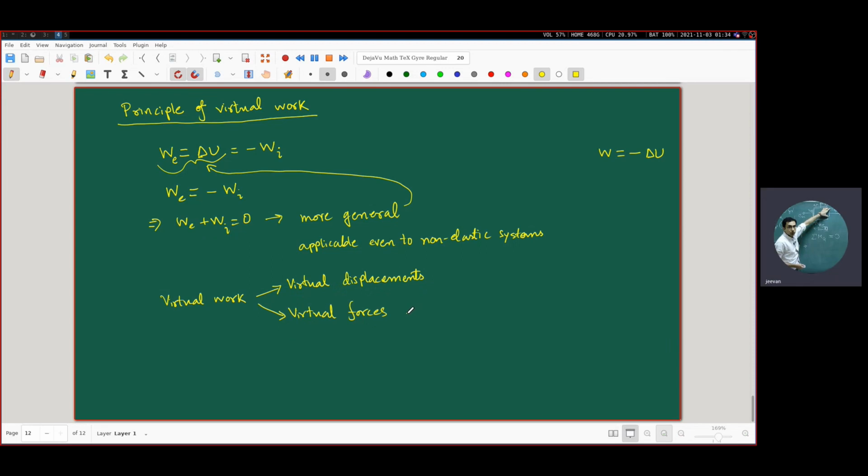Some of you may be mischievously thinking, what about the other possibility that virtual work is virtual displacement multiplied with virtual forces? That has no meaning. I mean, you can just fabricate something like this, but something like that will never be used. And there's a reason for it.